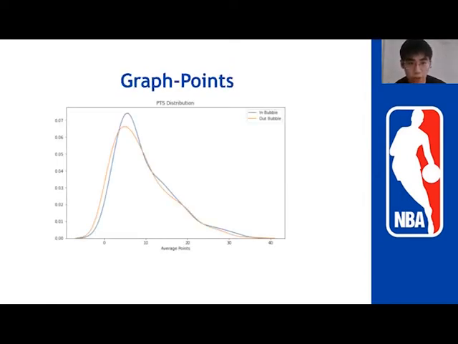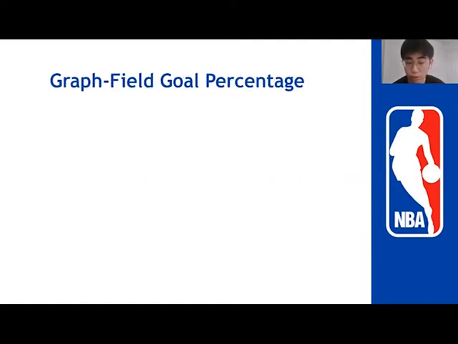And here is a graphical distribution of the points per game. The blue line is points per game of the players inside the bubble, and the orange line is the points per game outside the bubble. And you can see the two distributions are pretty similar. And I ran a t-test, got a value of 2.2196, which indicated that there is no significant difference between these two distributions, which is interesting.